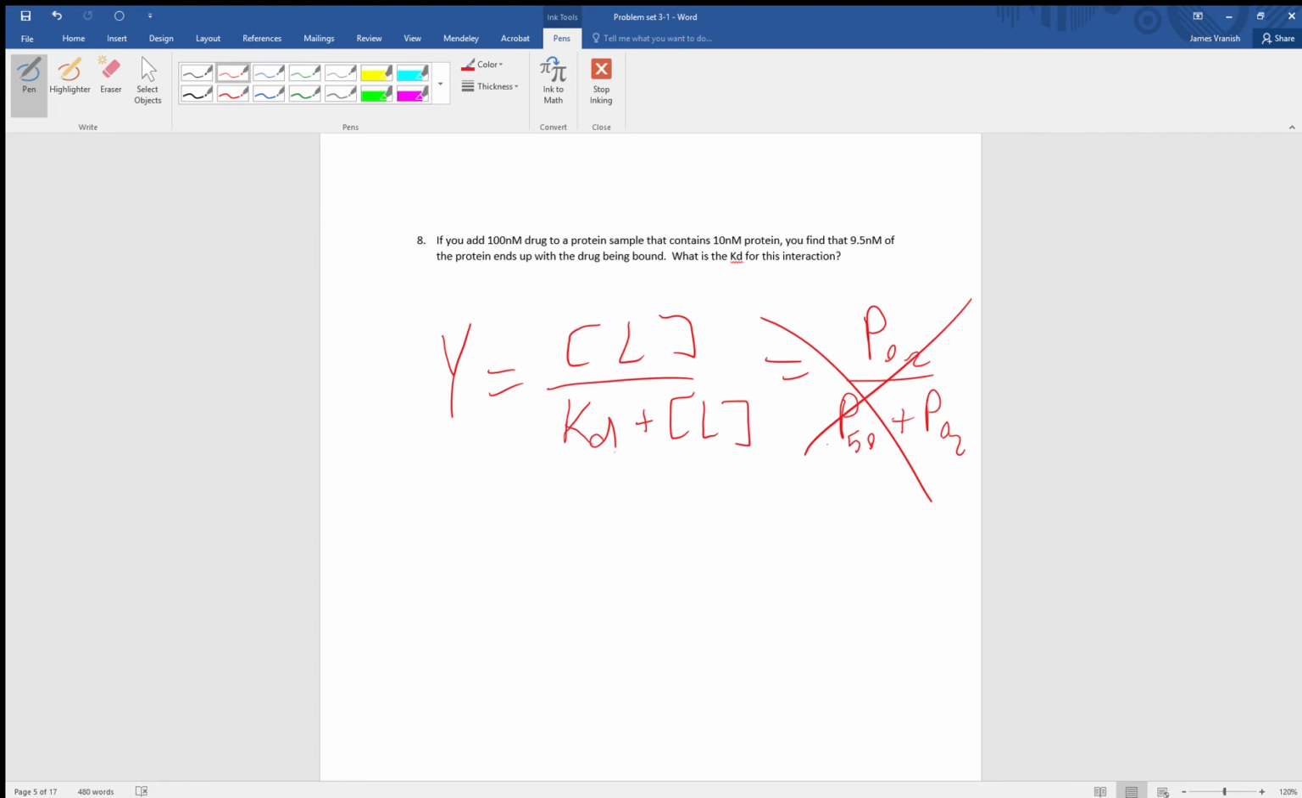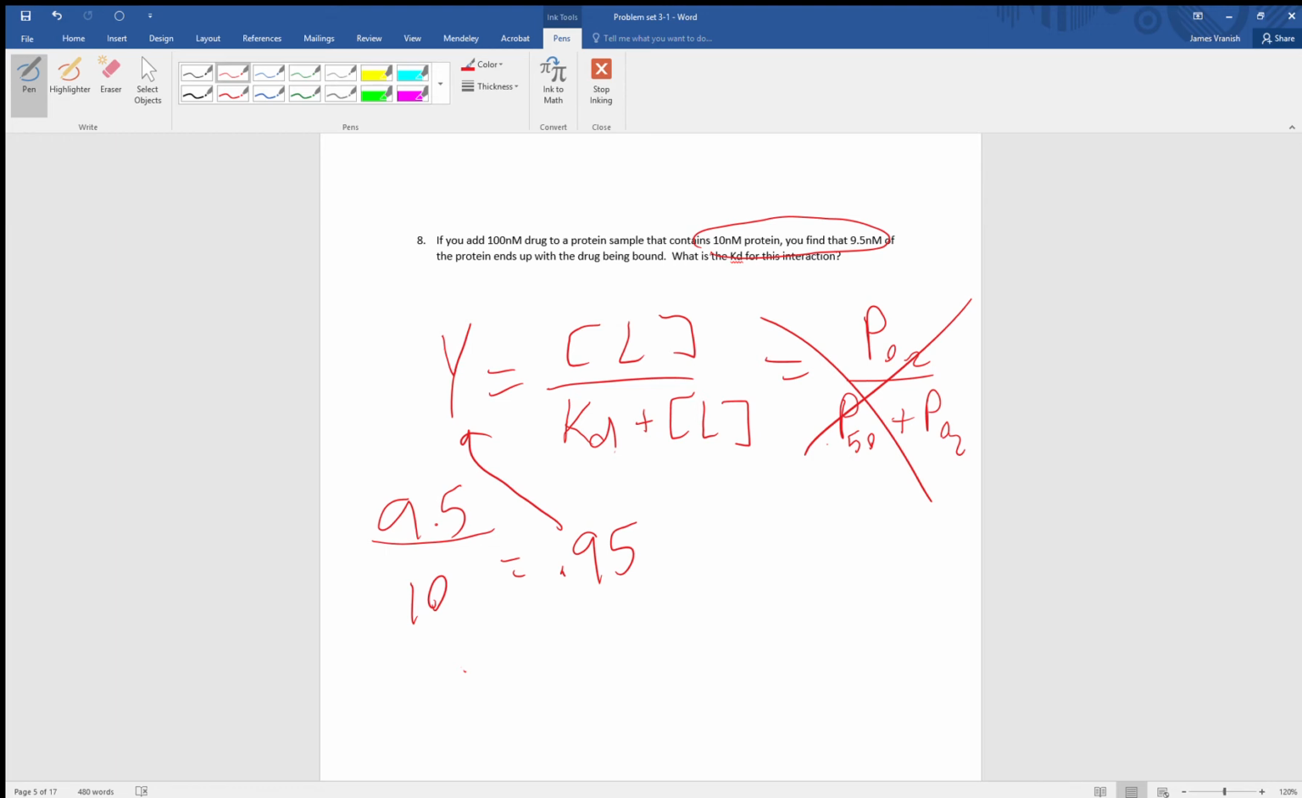So what is our fraction bound? The fraction bound is simply the amount of our enzyme with the ligand bound divided by our total enzyme. In this problem, we're given both of those. We're given that 9.5 nanomolar of our protein has ligand bound, and our total amount is 10. So this equation just becomes 9.5 over 10, or 0.95. So that's our Y value. So 95% of our protein has ligand bound.